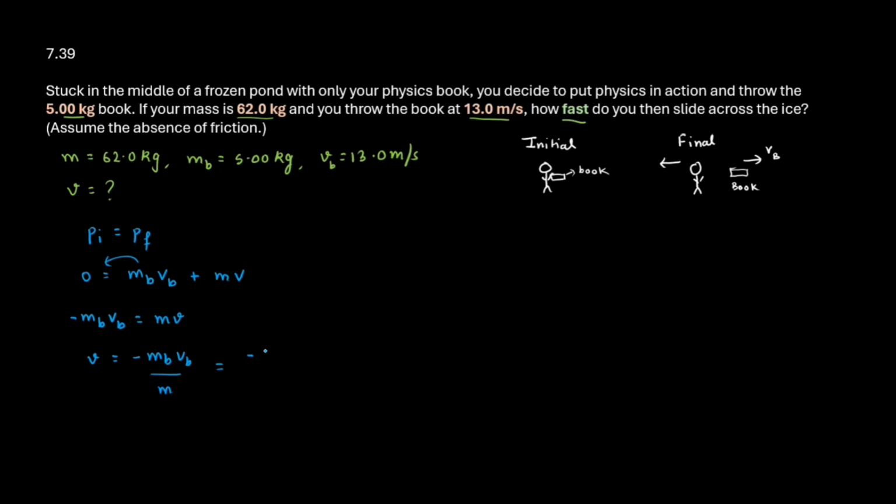Let's substitute to calculate the velocity. Mass of the book is 5. Velocity of the book is 13. Your mass is 62. And when you solve this, you get the speed with which you move on ice to be equal to negative 1.048, which you can round off to negative 1.05 meters per second. So this is the speed with which you will move on the ice. The negative sign indicates that you move in a direction opposite to which you throw the book.